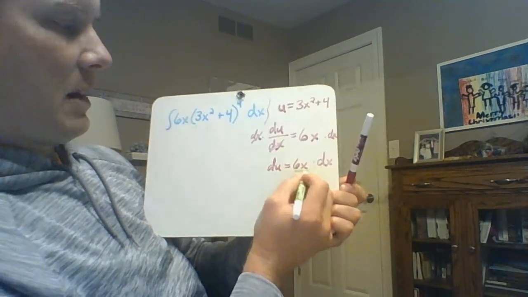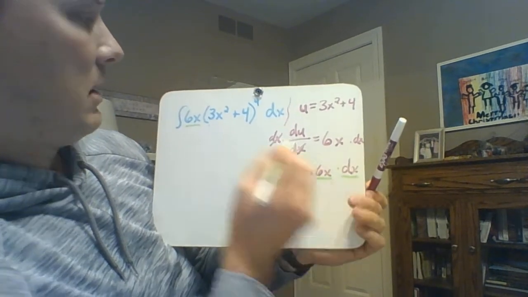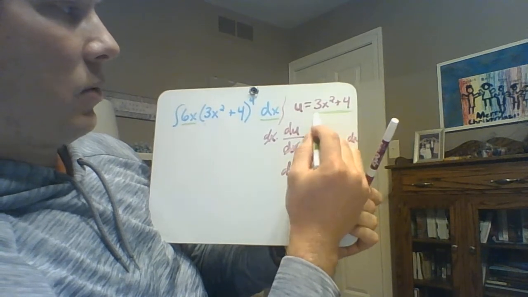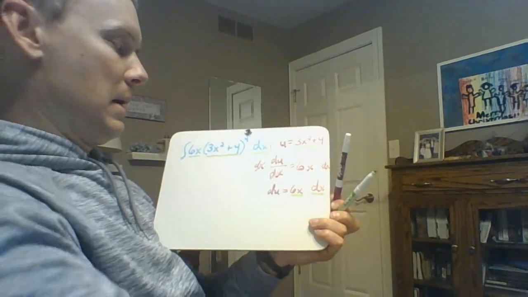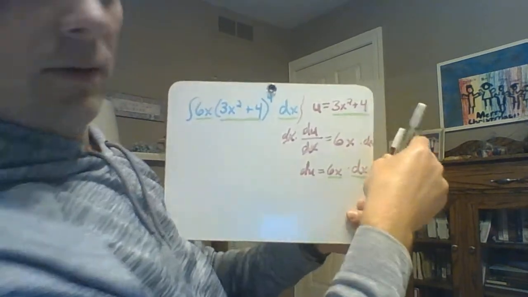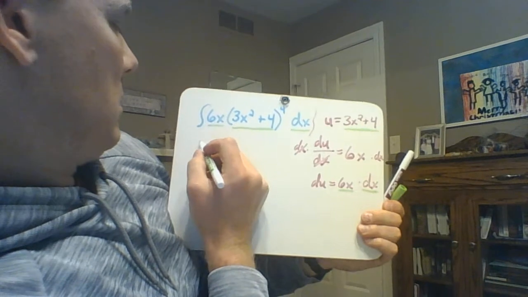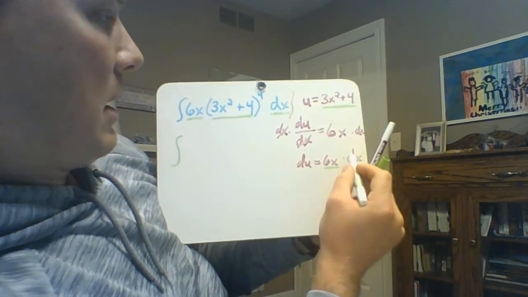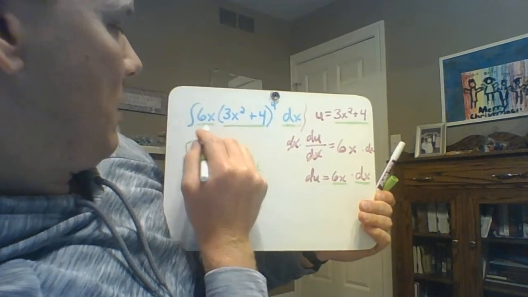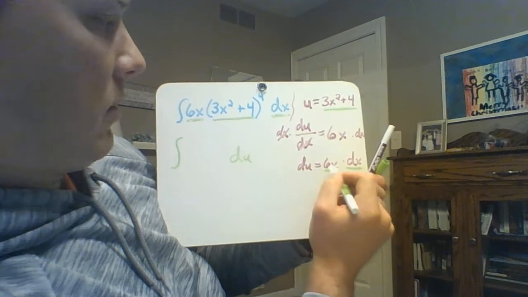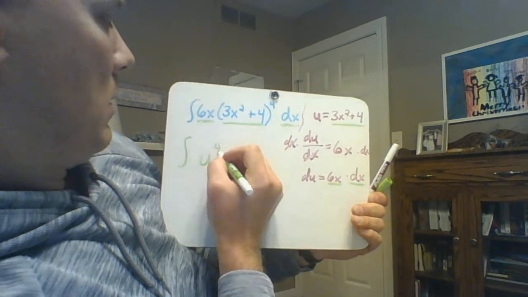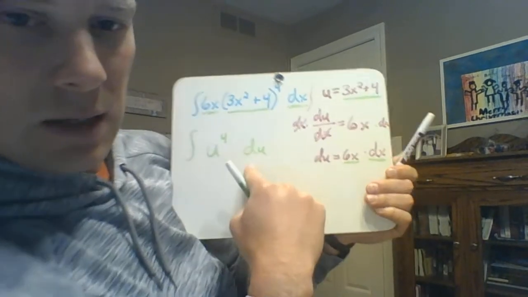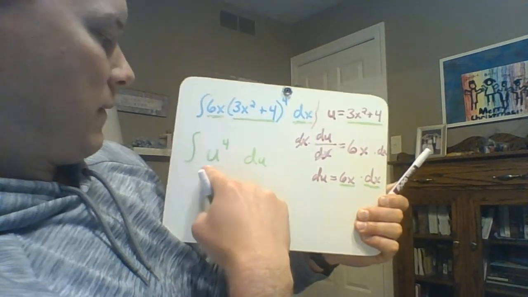Now, what we're going to notice is that the 6x is here, the dx is here, and the original 3x squared plus 4 is here. So we're going to replace all of these things. We're going to substitute. So here's our substitution. I'll try the green here. I'm going to take out the 6x and the dx and replace that all with du, because they're equal. And then 3x squared plus 4 is just u to the fourth. So we took this whole thing and changed it to this. Notice, this is a much easier integral to solve, u to the fourth du.